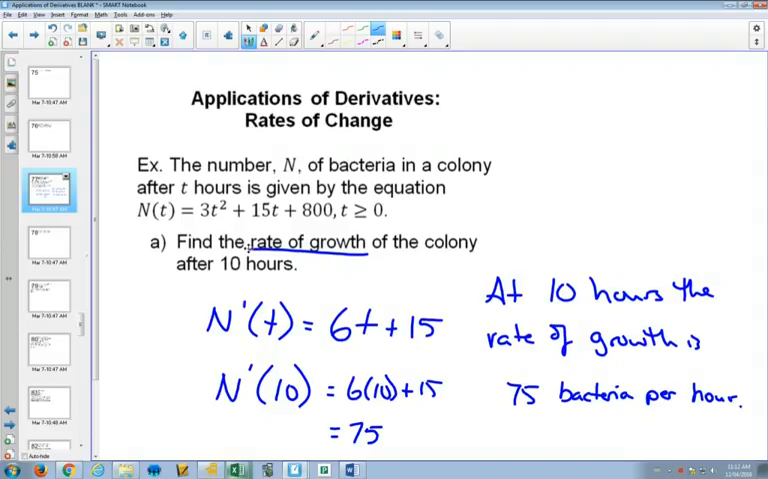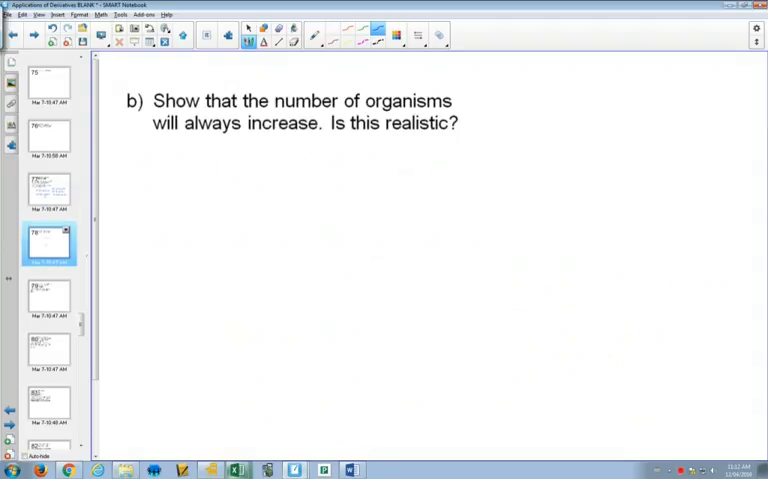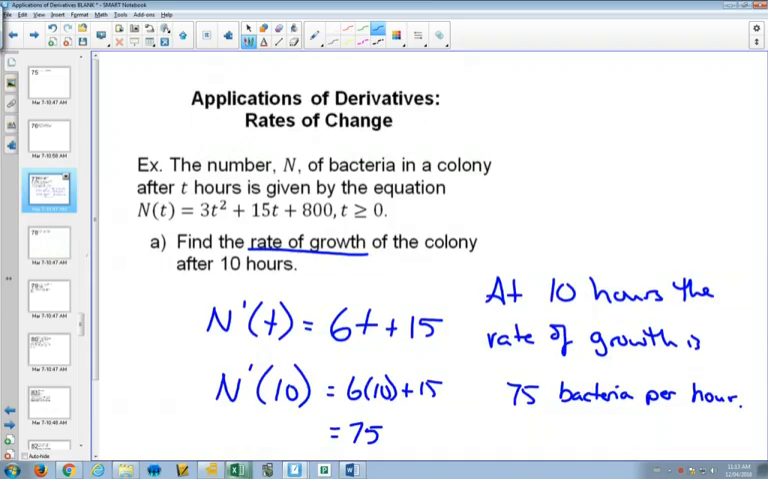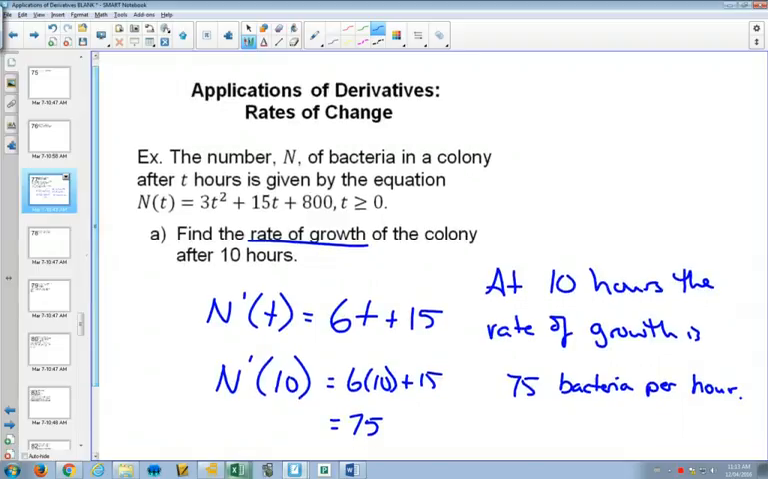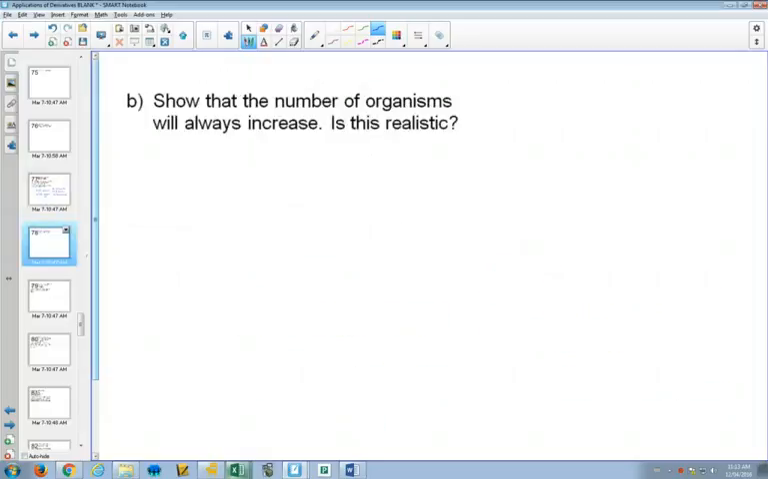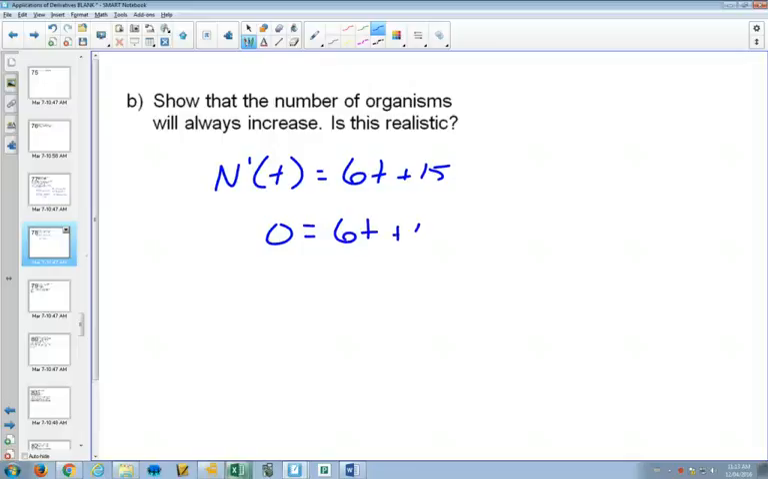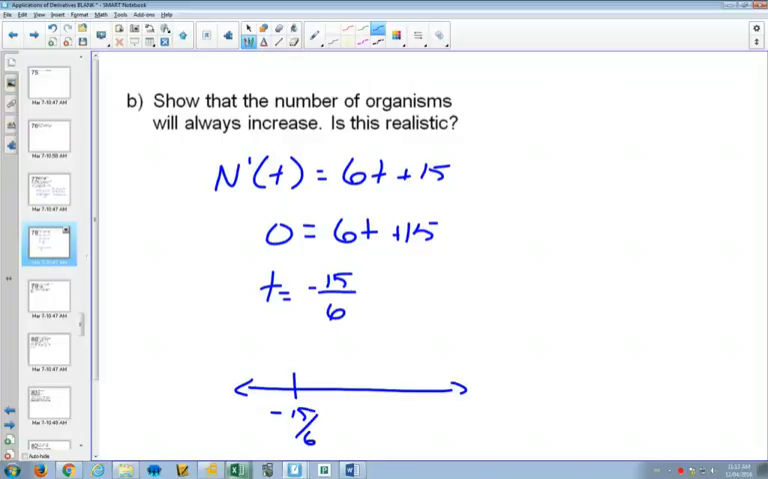For part B here, it says show that the number of organisms will always increase. So our derivative was 6t plus 15. If you set that equal to 0, just to figure out what our graph is looking at, you're going to get t is negative 15 over 6, which doesn't really come into play because that's back in time.